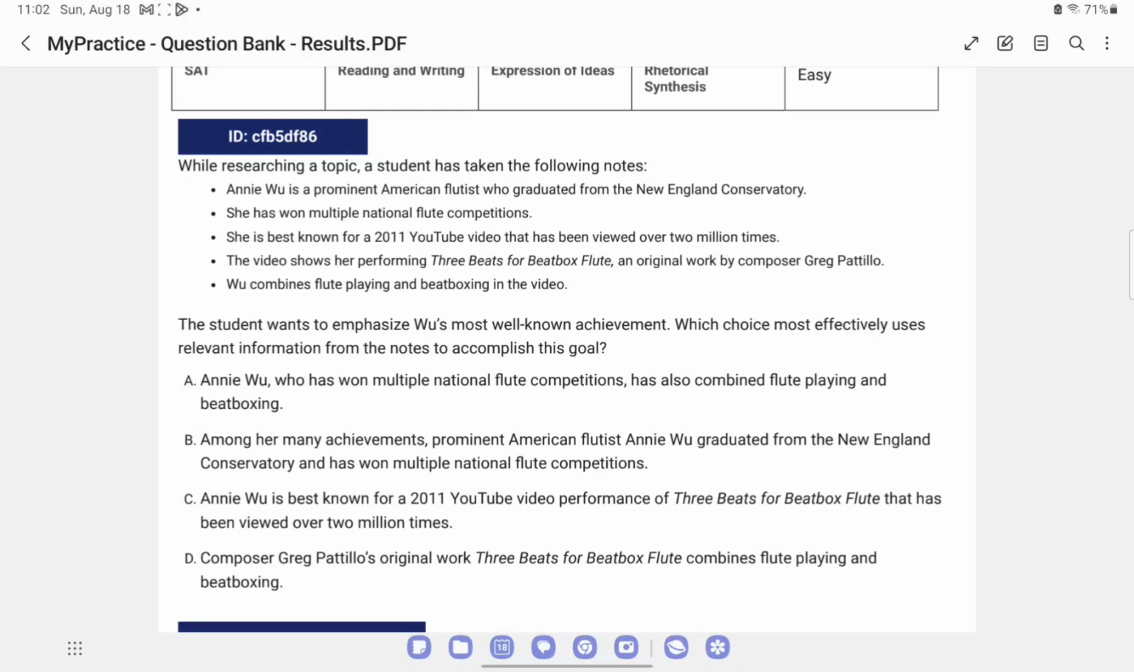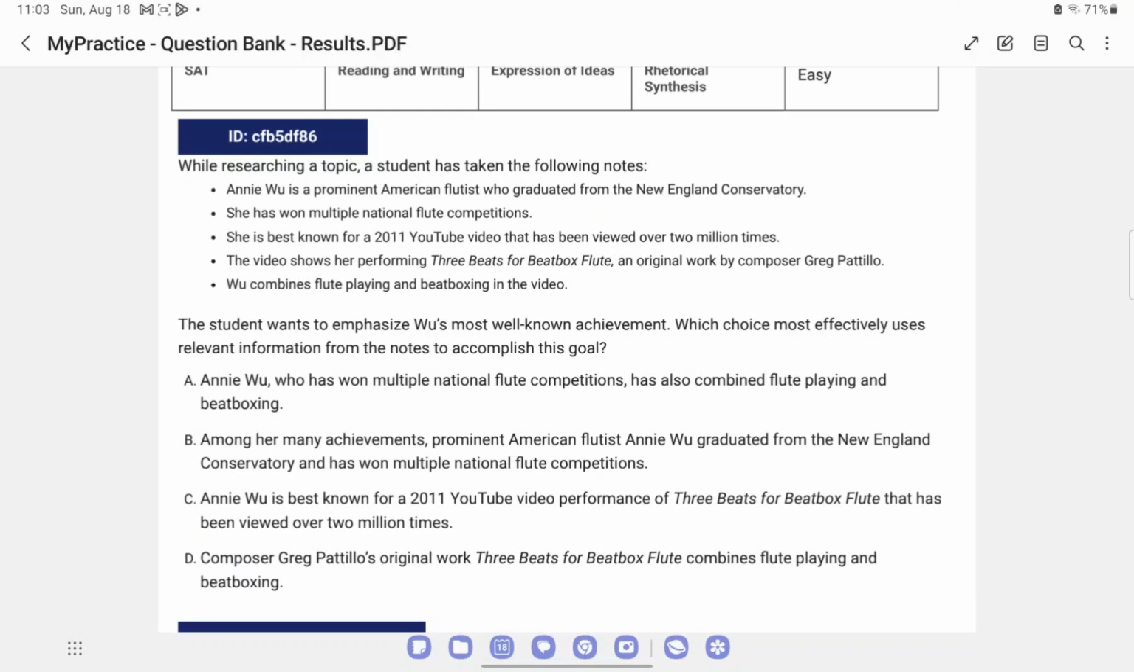But the fact that I couldn't even tell that that was the more well-known achievement makes me doubt that A is the correct answer, because I couldn't even tell that it was significant. So, let's take a look at the other options. B: among her many achievements, Wu graduated from this conservatory and won multiple national flute competitions. That doesn't even mention her most well-known achievement, so it's definitely not B.